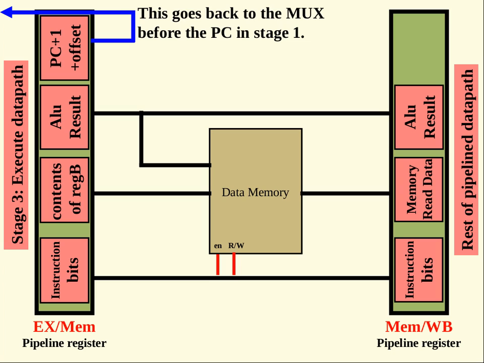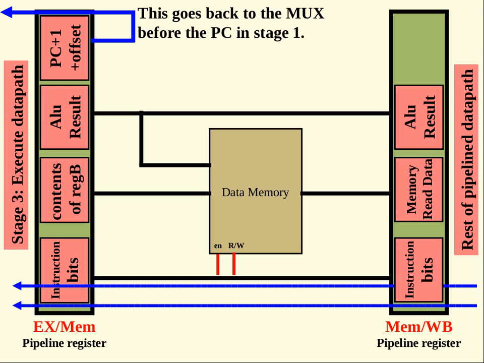What else are we missing? The other two lines. The two blue lines. Keep in mind that the top one always goes under the instruction bit here and over the.